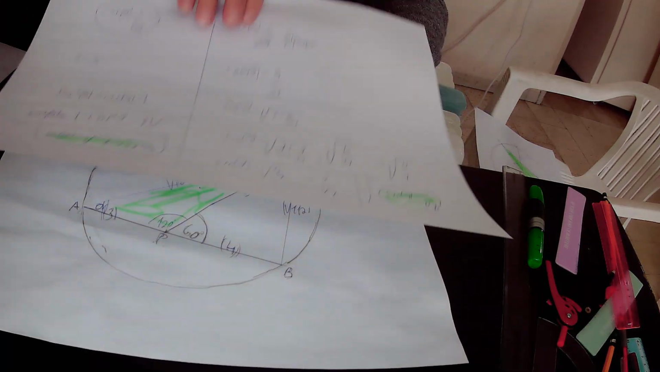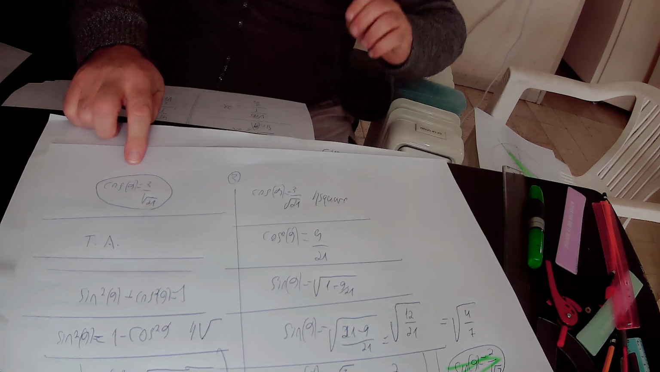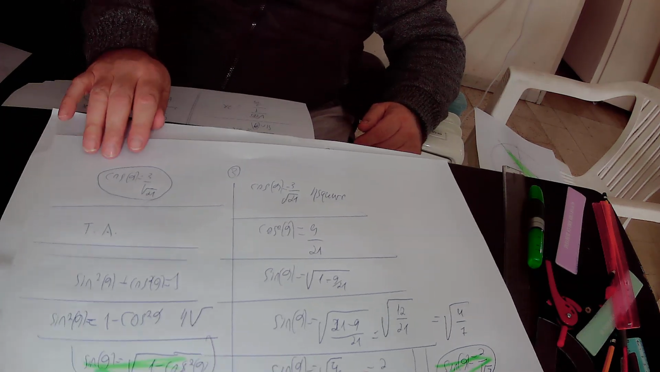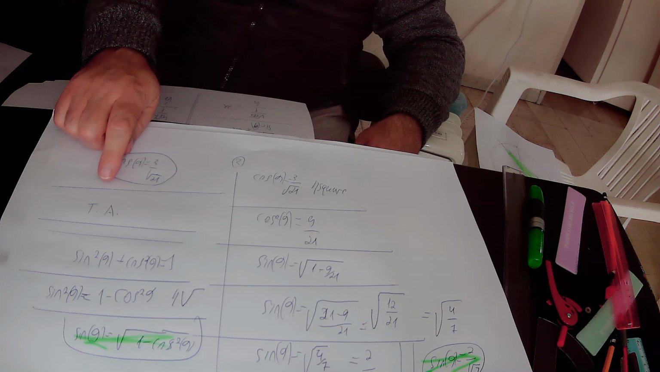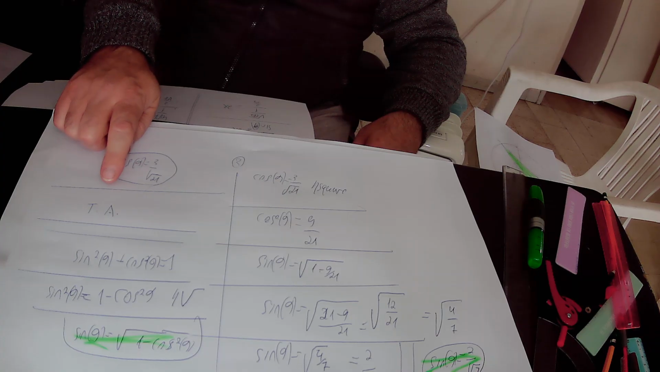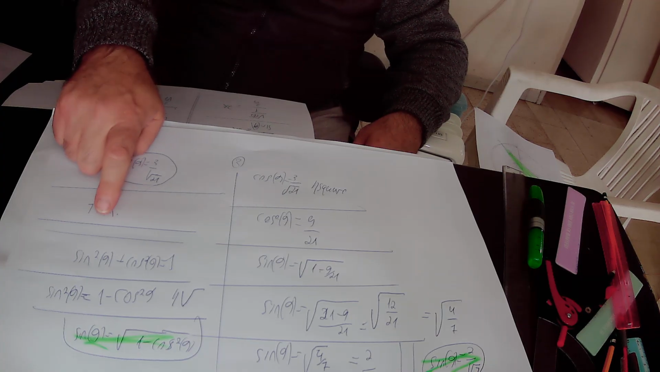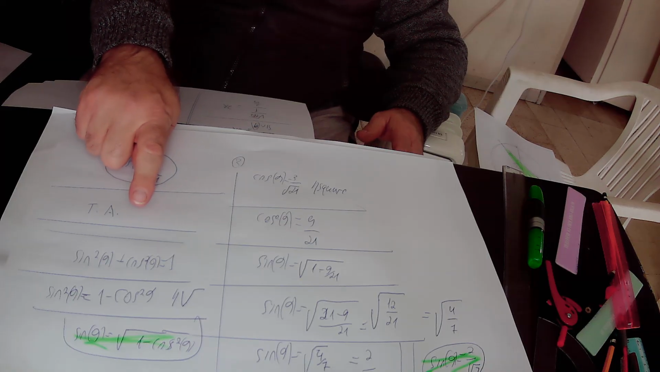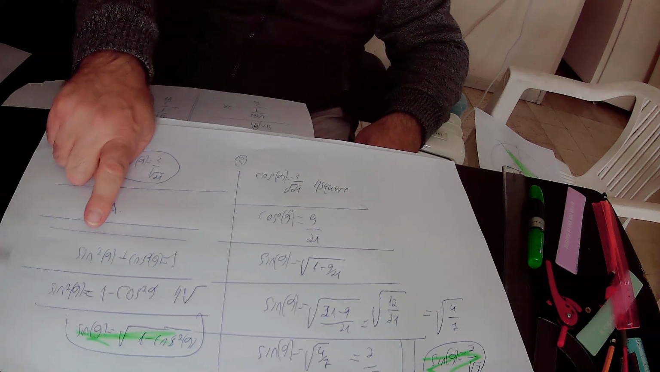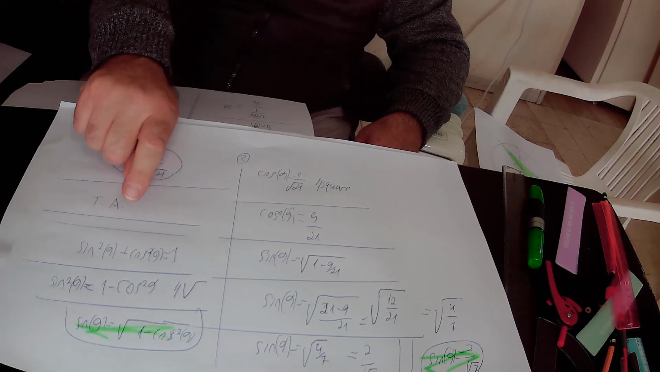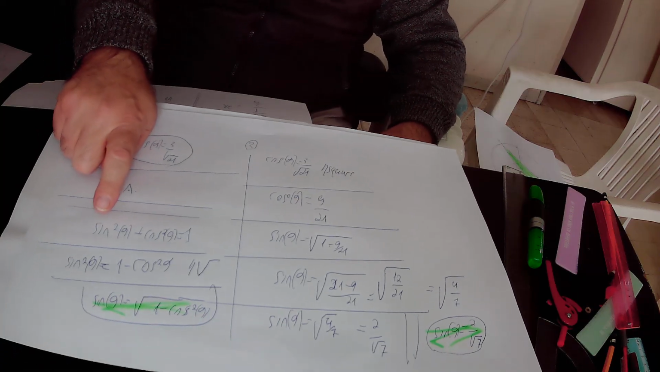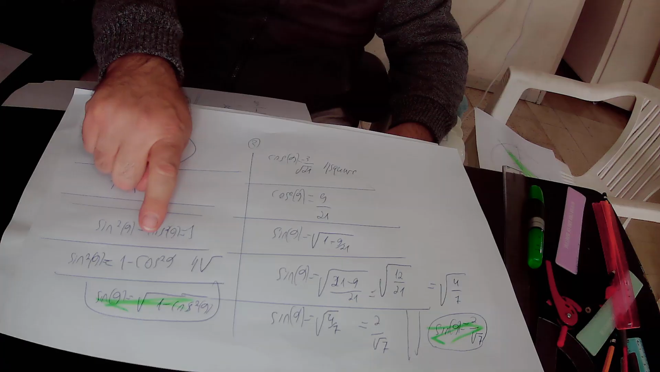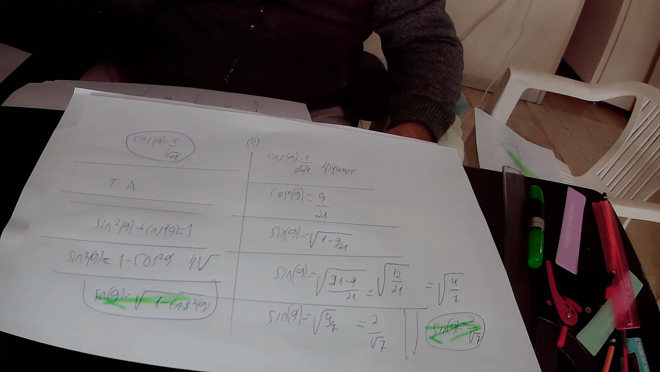We found out that cosine alpha equals 3 over the square root of 21. Here we use a trigonometric identity that says sin square alpha plus cosine square alpha equals 1. Here we subtracted cosine square alpha from this trigonometric identity, and finally found out that sin square alpha equals 1 minus cosine square alpha. Here we took a root of this equation, and finally found out that sin alpha equals the square root of 1 minus cosine square alpha.